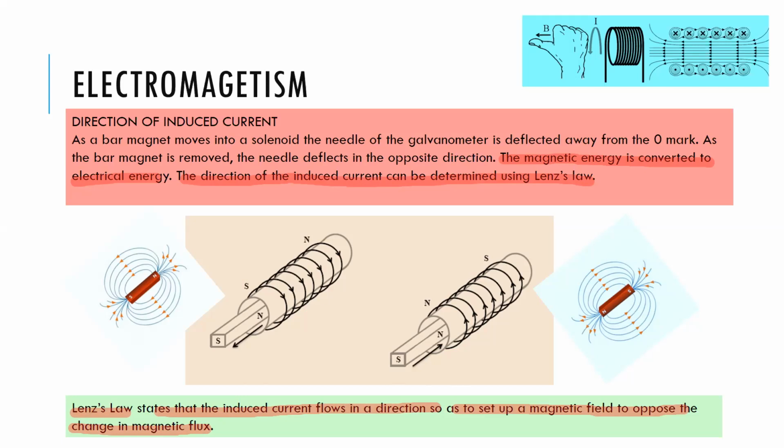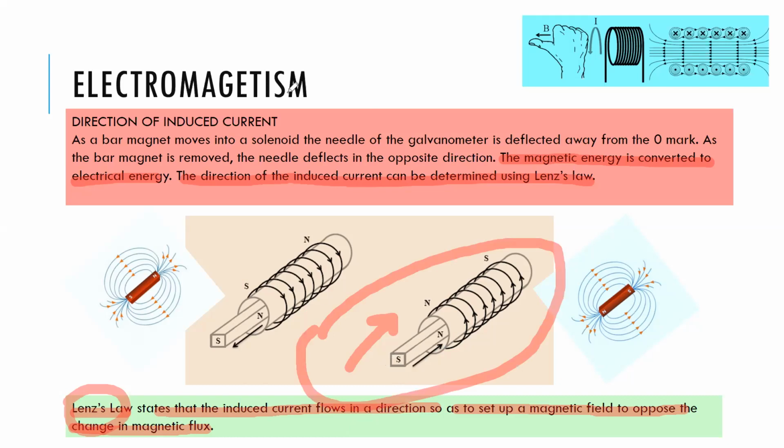I'm just going to conclude the grade 11 part. If I move the magnet in, according to Lenz's law, the current will be produced to oppose the change in flux. So when it goes into the solenoid, look at the second diagram. When you move it in, what will happen? When it comes close, there will be more magnetic lines going through the inside of the coil.